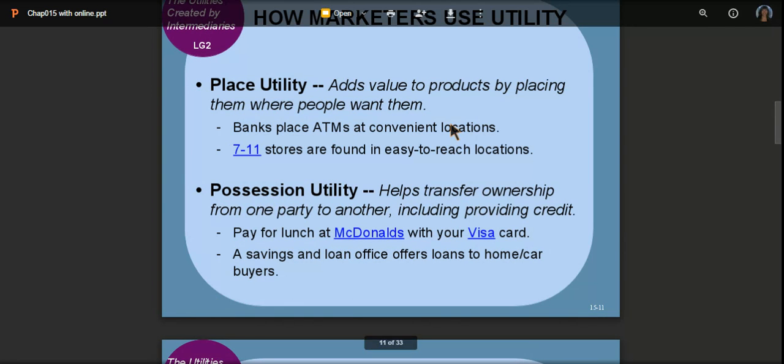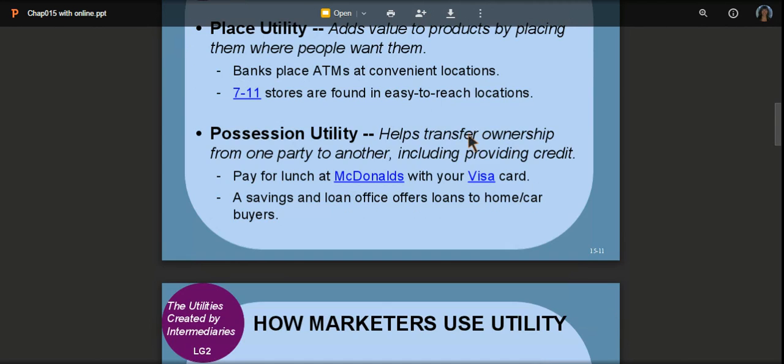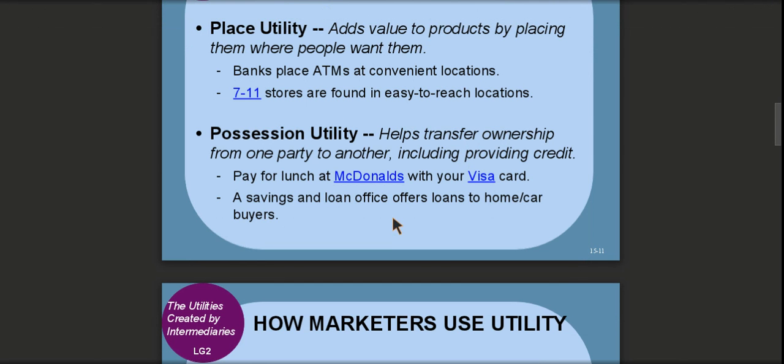Place utility. It is where you need it to be, like ATMs in convenient locations. Possession utility. You give your Visa card when you go to buy a sandwich, you get the sandwich, right? They get your money, you get your sandwich.